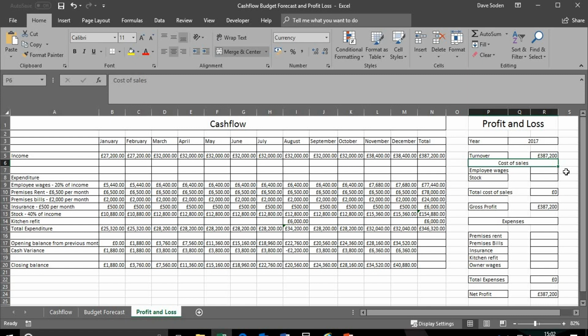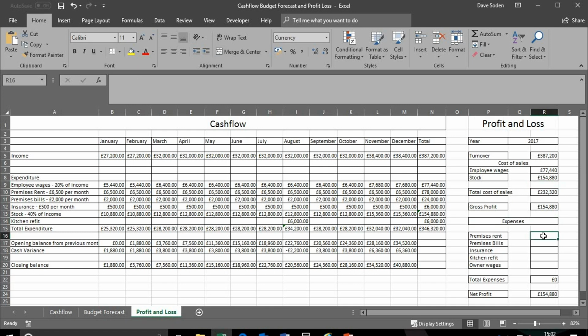Now we add in the cost of sales, which is made up of employee wages and stock costs. Employee wages came to £77,440. Stock costs came to £154,880. So we add both of those in. This makes our total cost of sales £232,320. If we subtract this from our turnover, then this will give us our gross profit, which is £154,880.